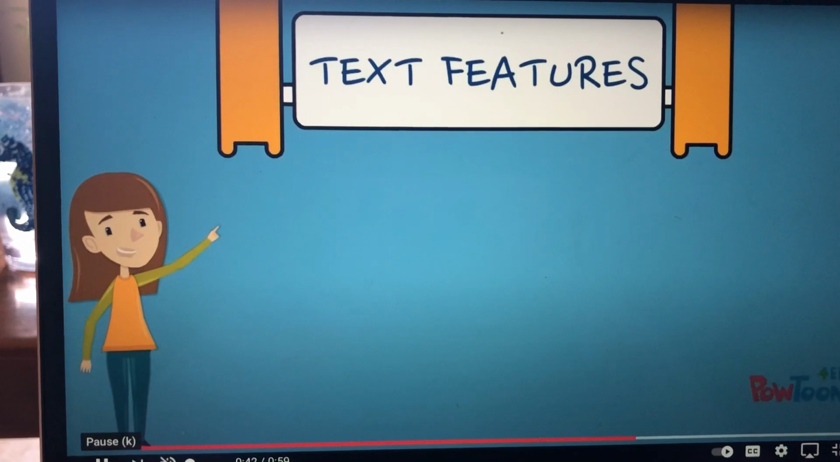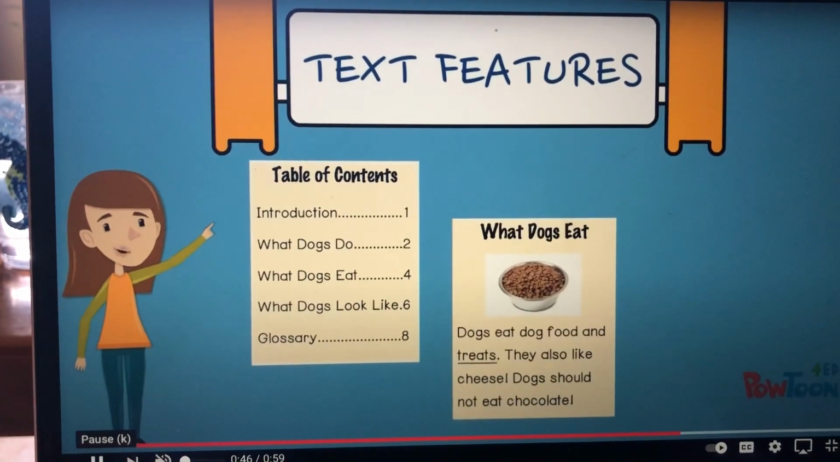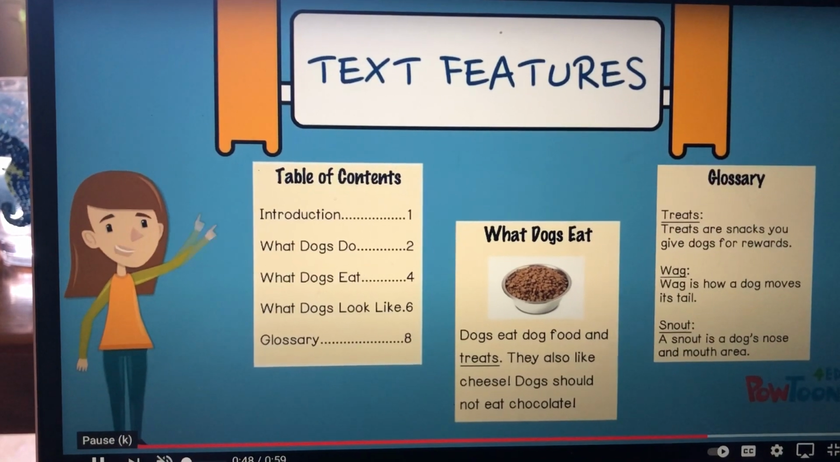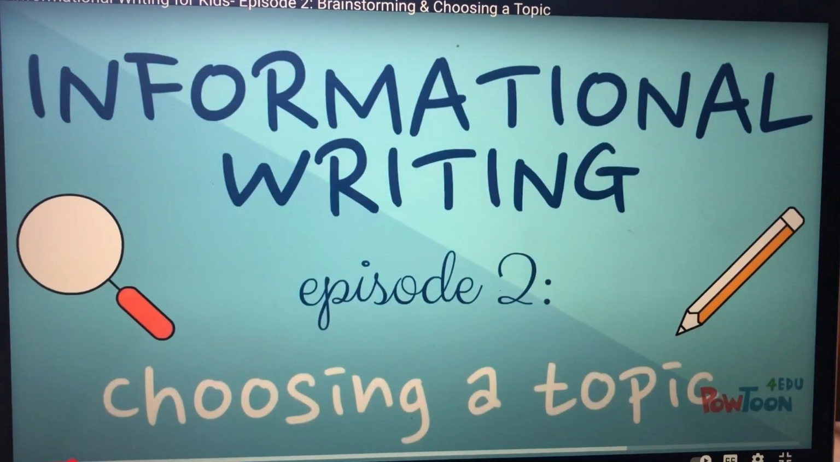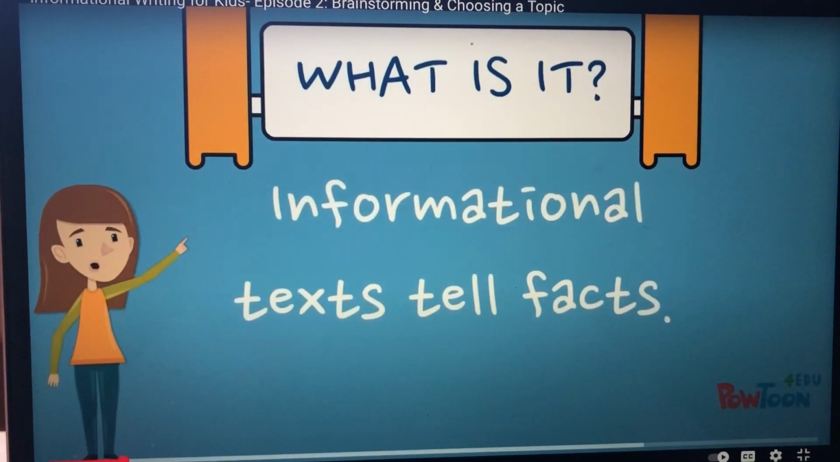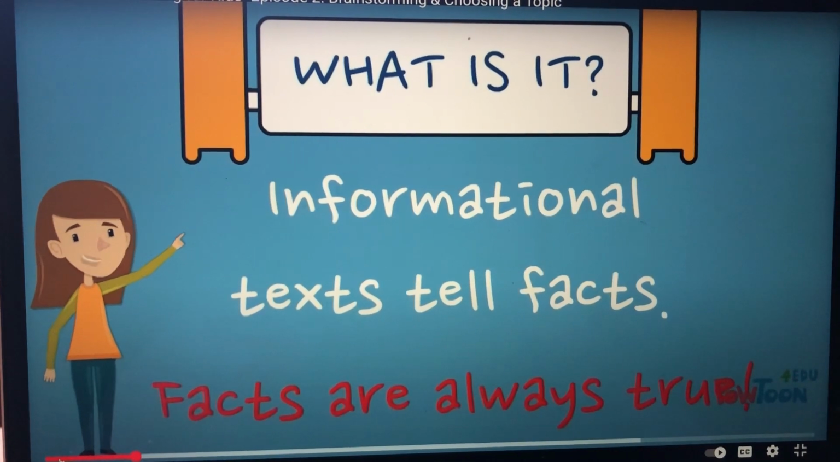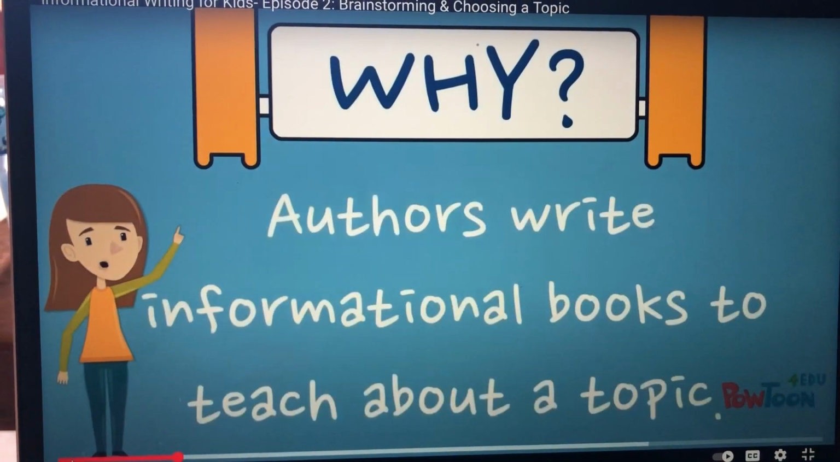These types of books will always have different features in them. So there'll be a table of contents, facts, and glossaries, some special words to learn. All right, so now we're going to talk about brainstorming and choosing our topic. So we know informational texts tell facts. And facts are always true. We're not making anything up. We're making sure it's true.